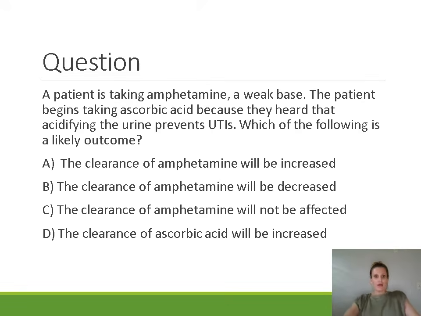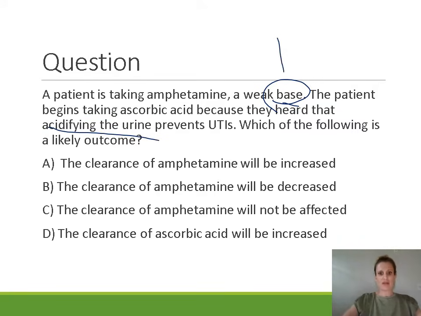Okay, let's see. A patient is taking amphetamine, which is a weak base. The patient begins taking ascorbic acid because they heard that acidifying the urine prevents UTIs. Which of the following is a likely outcome? So let's just think about this first. The drug is a weak base, and the patient is acidifying their urine.